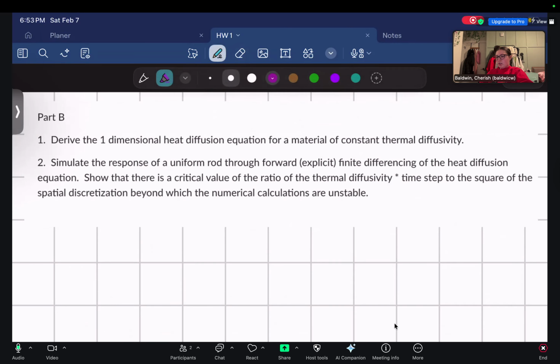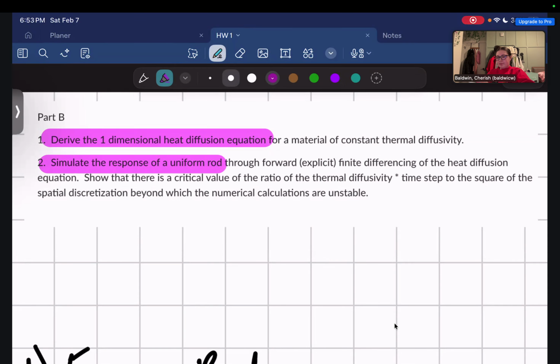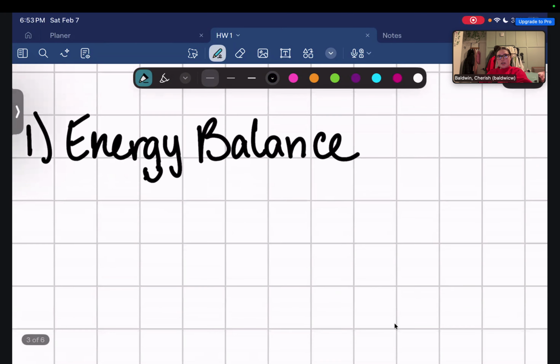Alright, so in this video, I'm going to derive the one-dimensional heat diffusion equation, and in the second part, I'm going to simulate this response with a uniform rod in Excel. Alright, to start this, we have to write the energy balance.